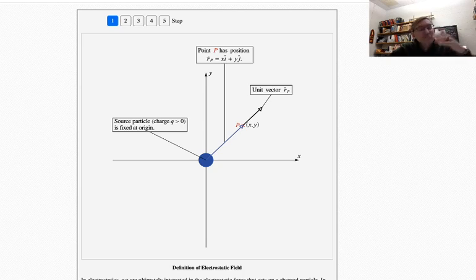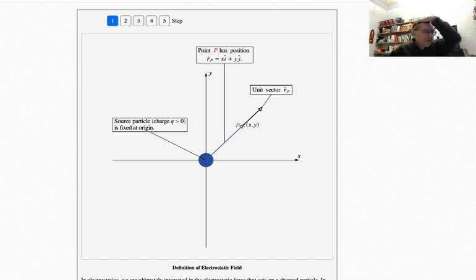I have picked a basically arbitrary point that I have marked with an X and labeled P. See it there in red? I happen to choose it in the first quadrant. I do have to tell you where that point P is. I also have to tell you where the source particle is, but I did that. It's at the origin. The point P, which you could call the field point, the point where we're going to find the electrostatic field, has coordinates x, y, where both happen to be positive.